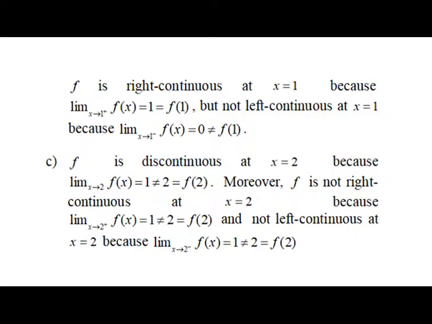Moreover, f is not right continuous at x equal to 2 because the limit of f of x as x approaches 2 from the right equals 1, not equal to 2, which is f of 2, and not left continuous at x equal to 2 because the limit of f of x as x approaches 2 from the left equals 1, not equal to 2, which is f of 2.